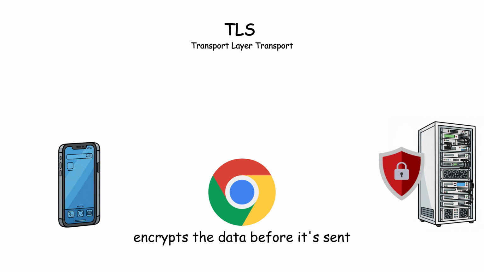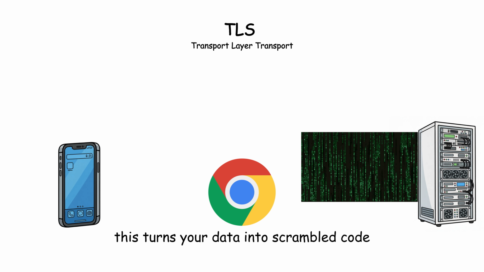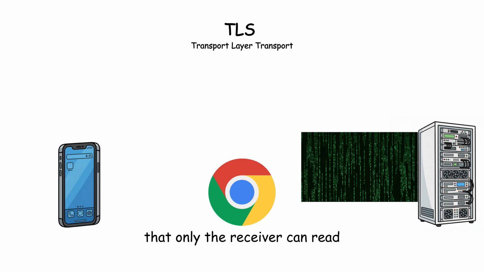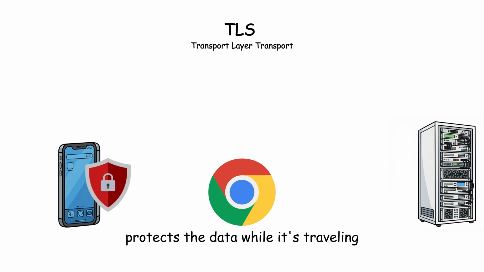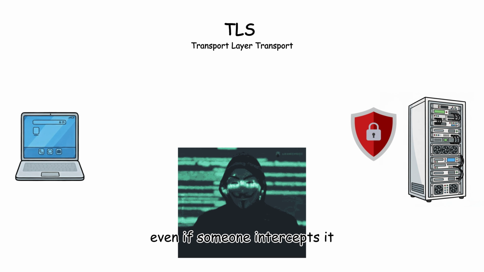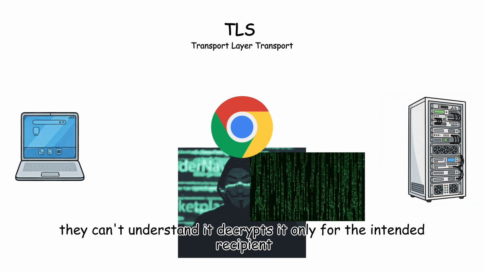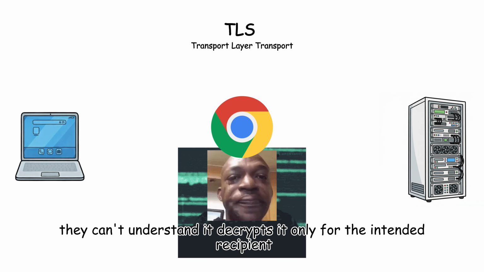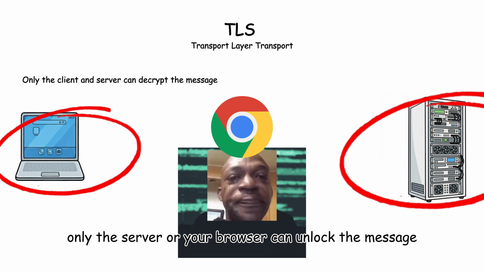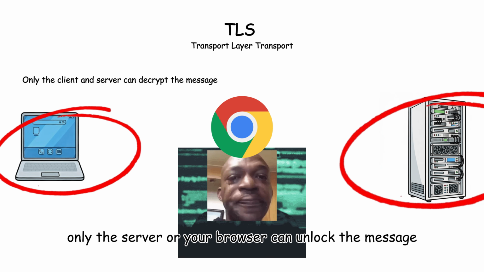Encrypts the data before it's sent. This turns your data into scrambled code that only the receiver can read. Protects the data while it's traveling. Even if someone intercepts it, they can't understand it. Decrypts it only for the intended recipient. Only the server or your browser can unlock the message.